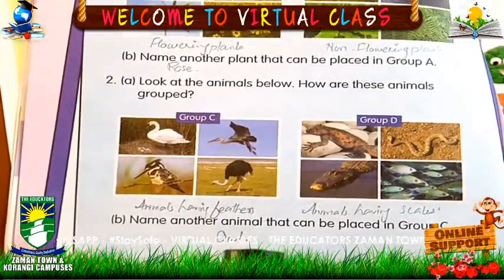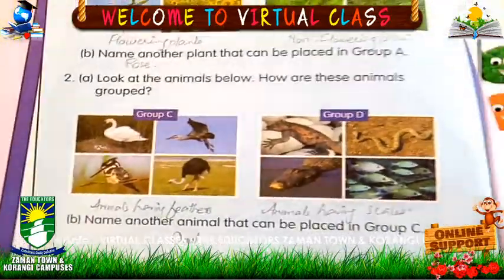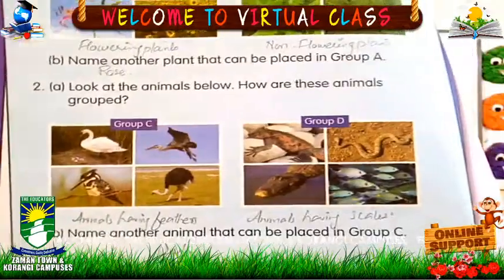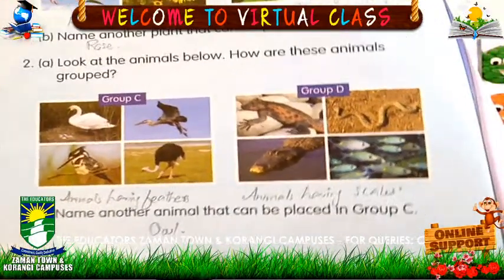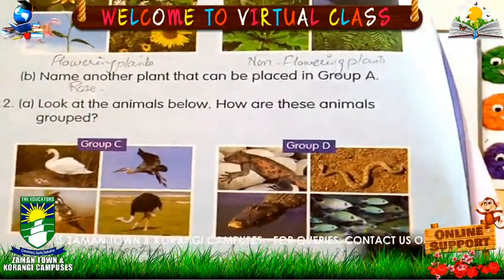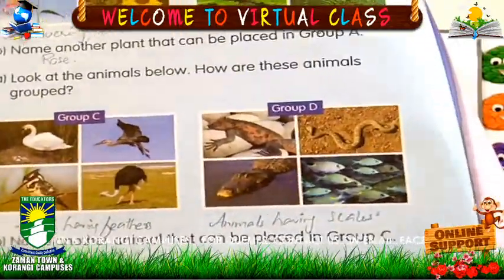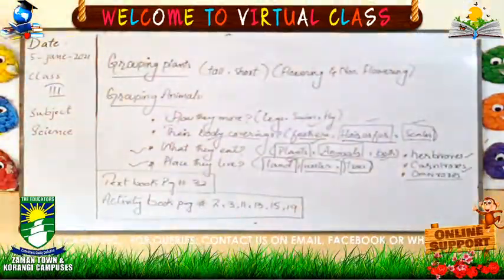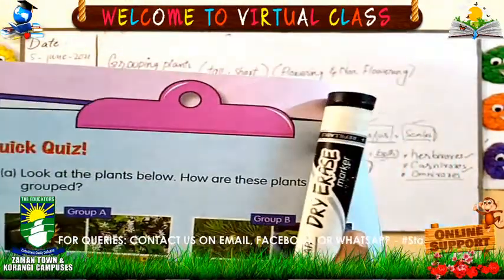Part B: name another animal that can be placed in group C. Now think which animal can fly, or which we can add in group C, because these animals used to fly. So we add here owl. Write down in B part: owl. Animals having feathers, and in D animals having scales, and in part B we are going to write owl, O-W-L. You have to do it today. Write down the date and class work here.